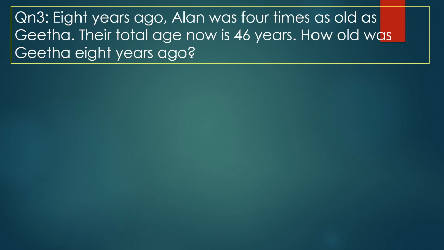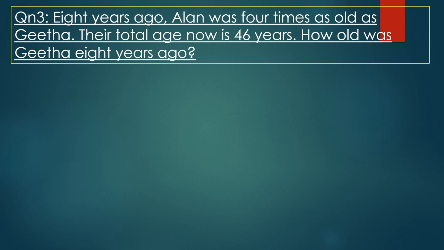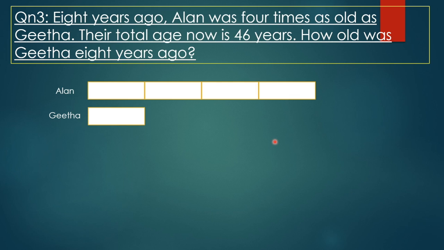Simple. Now we move on to question 3. 8 years ago, Alan was 4 times as old as Geeta. Their total age now is 46 years. How old was Geeta 8 years ago? So let's draw rectangles again for Alan and Geeta. But Alan is 4 times, so Alan gets 4 units, 4 rectangles.